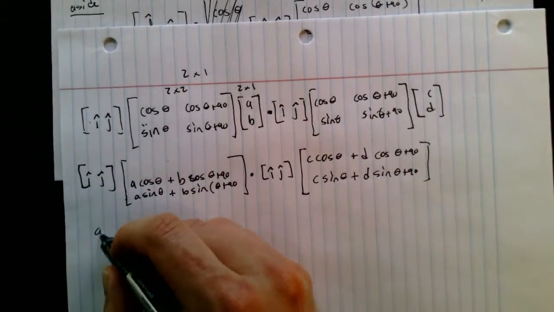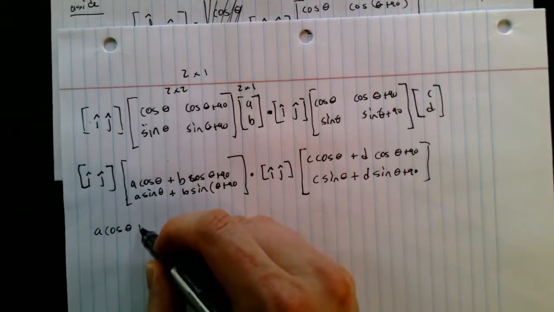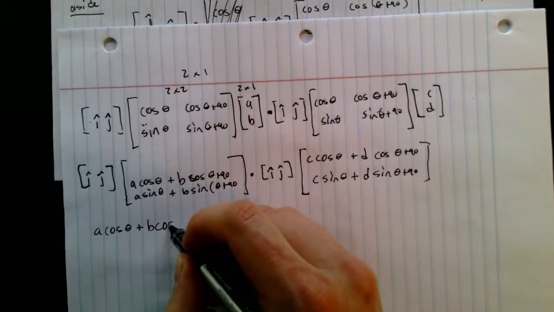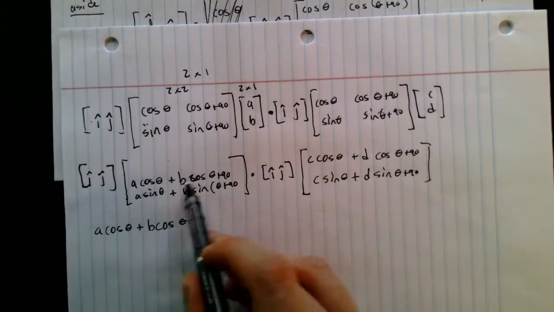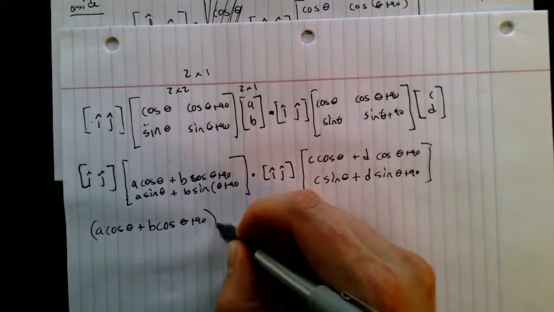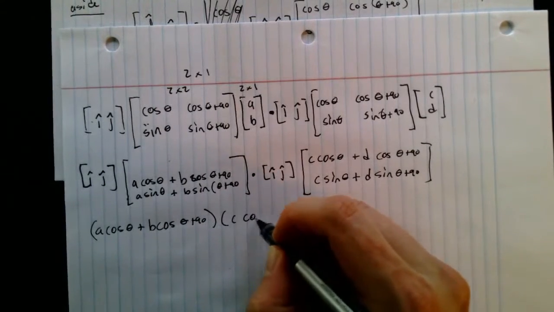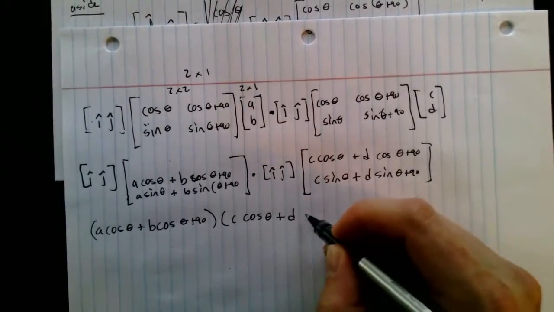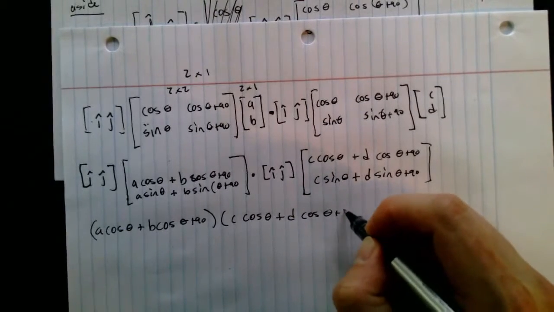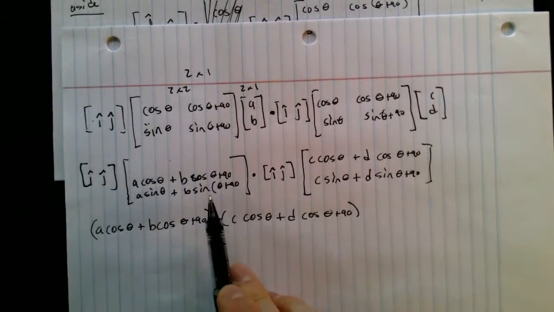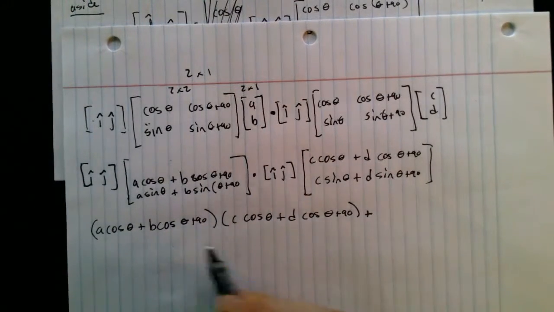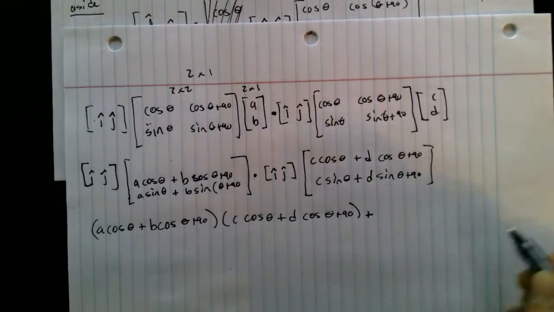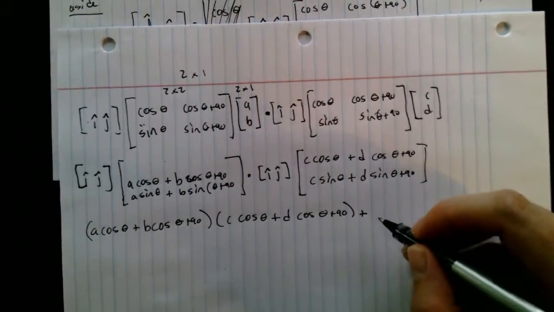So you say A cosine of theta plus B cosine theta plus 90, right? So now it's this component times this component. So all of that times C cosine of theta plus D cosine of theta plus 90, right? And then in the dot product, you do this times this plus this times this. So I'm going to write plus, and I'm just going to write it under it, right? But it's all one thing. It's all just a scalar.